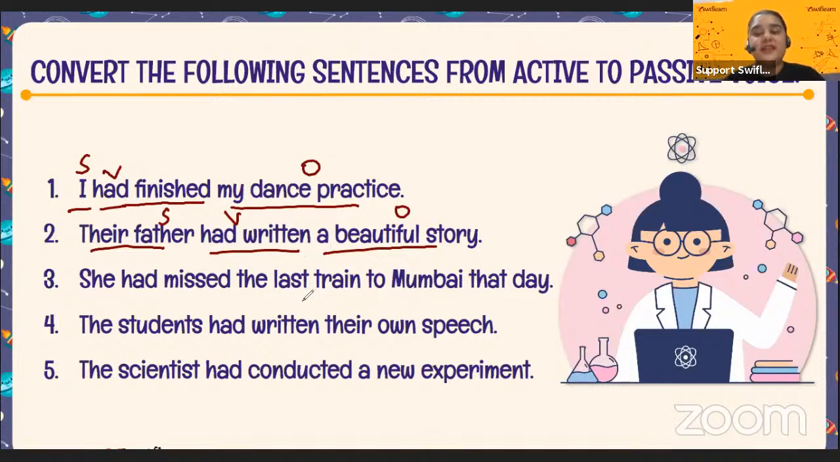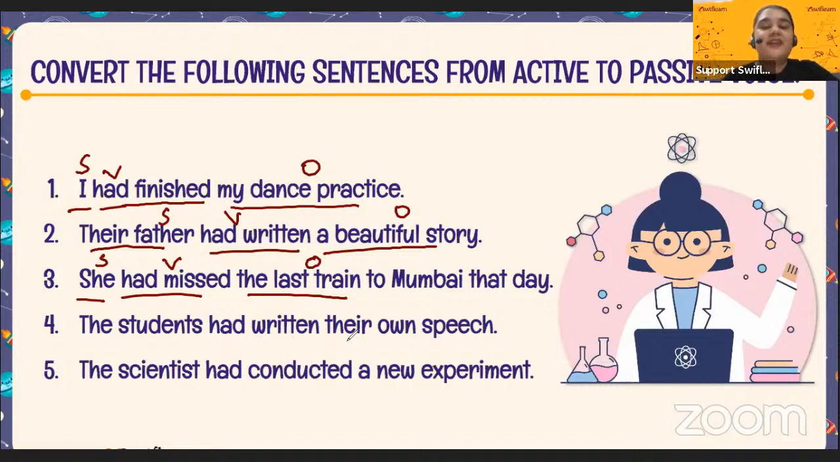She had missed the last train to Mumbai that day. So she is your subject and had missed is your verb. Very good. So the last train is your object. So it will be the last train had been missed by her. Yes? Getting it? Yes. Let's come to the fourth one.